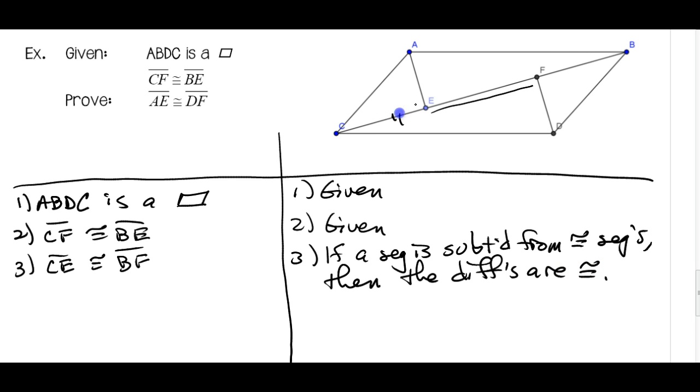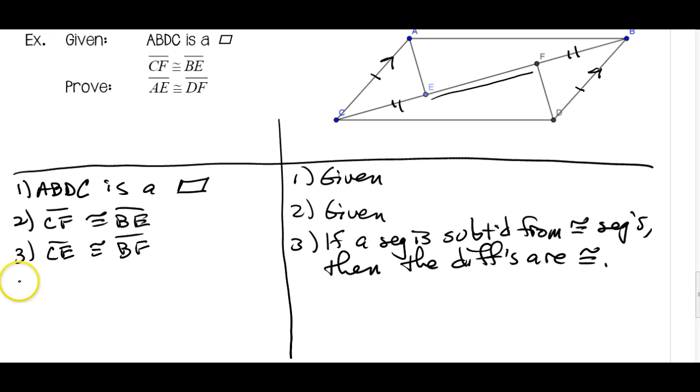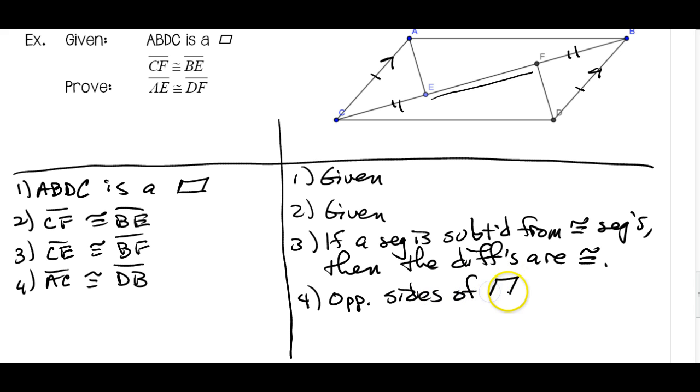So now I've got this segment congruent to this segment. Since it's a parallelogram, I know that these sides are going to be congruent, and I also know that they're going to be parallel, and I'll show you how I'm going to use those in a minute. So I've got AC congruent to DB. Make sure you name it in the corresponding order since we're using these to prove triangles congruent. And then you would just simply say opposite sides of a parallelogram are congruent.